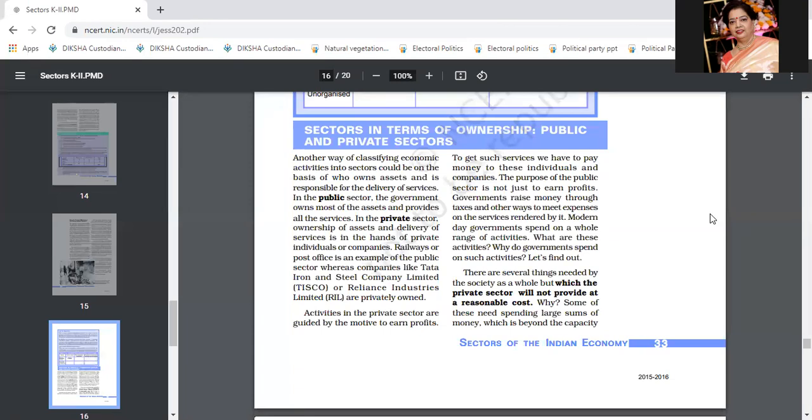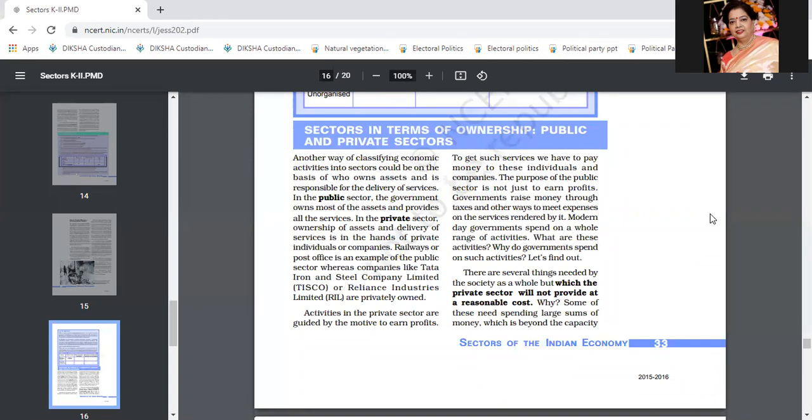And the best example of this, railways or post office, is the example of public sector. What is the purpose behind it? The purpose of the public sector is not just to earn profit. Its main aim is public welfare. As we have studied last year, socialism means maximum control of the government, and the aim of that is the welfare of the people. In the same manner, the public sector is not just for profit making, but for public welfare.